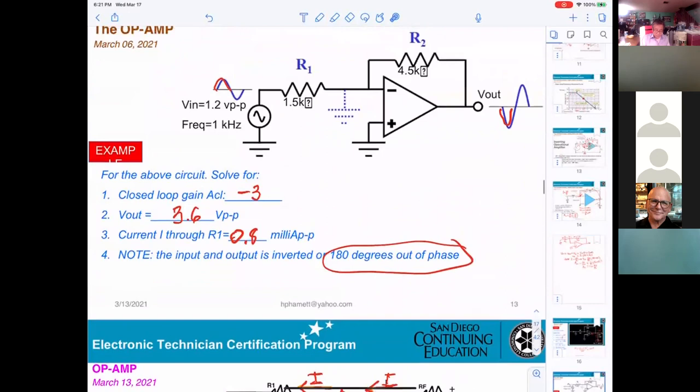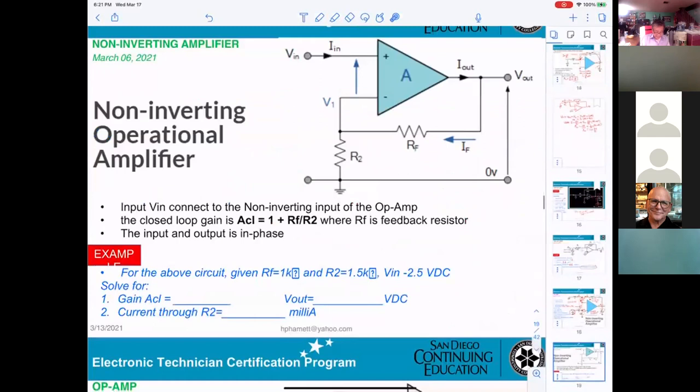Okay, this one done. This one done. Okay, now try to see on this one.